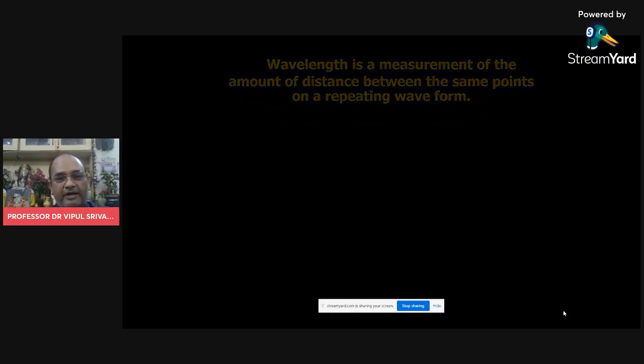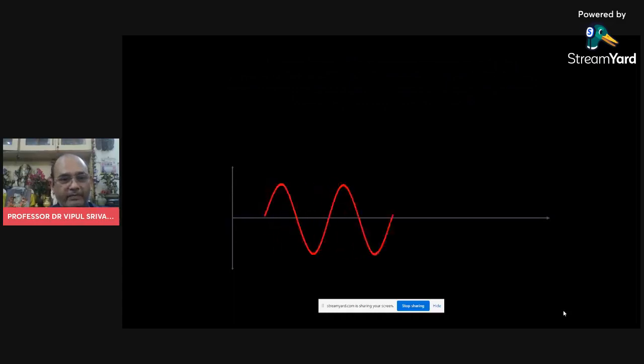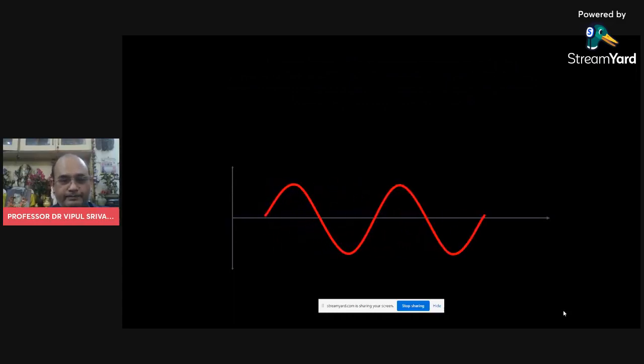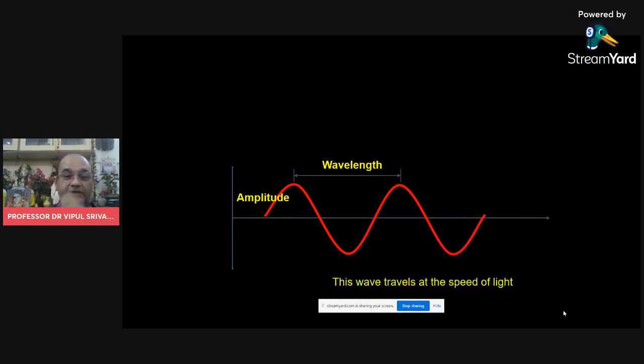If I go through this diagram, you can see the height which a wave attains is known as amplitude, whereas the distance between two waves is the wavelength, what it travels. So this is the wave and this is the wavelength. This wave travels at the speed of light when we are talking about laser dentistry.